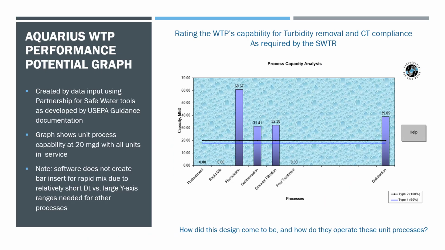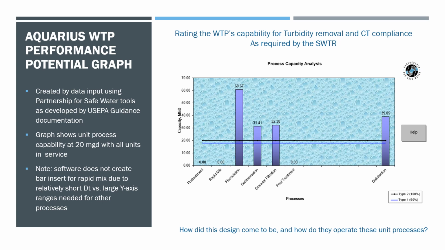Lake County Utilities participates in the Partnership for Safe Water voluntary program for excellence. So the Aquarius water treatment plant uses the software to generate a process capacity analysis graph, or a performance potential graph, for its unit processes. You notice on the graph here, the largest line you see is the one for flocculators, and the smallest one is for sedimentation basins. Notice there isn't one for rapid mix because the rapid mix of 30 seconds is so small compared to the other graphs, it doesn't show up. So the partnership doesn't really display a graph for that.